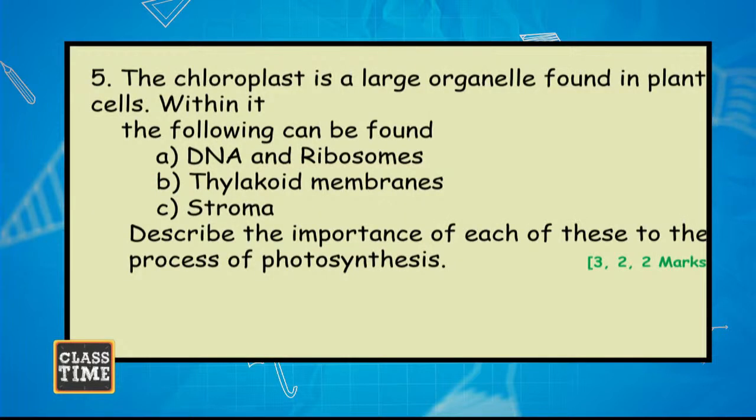All right? Last question. Now, there are other things found in the chloroplast: your RNA, DNA and ribosomes, thylakoid membrane, stroma. You need to discuss the importance of each of these to photosynthesis. That's the next question that could be asked on the exam. So let's go and see what we could say.